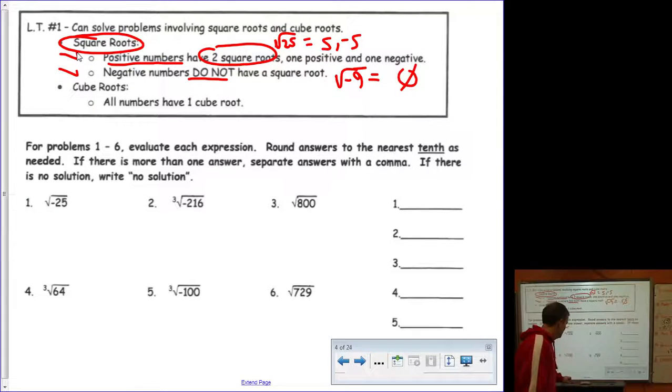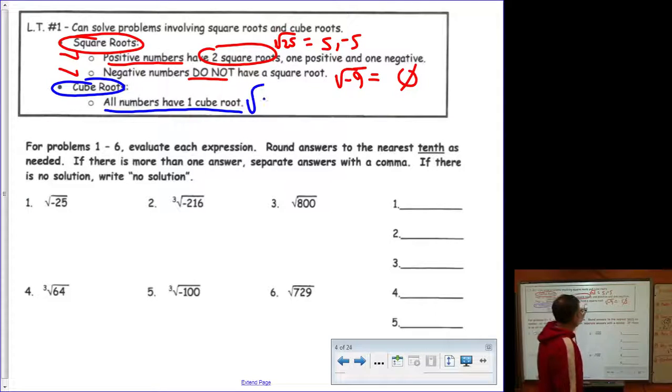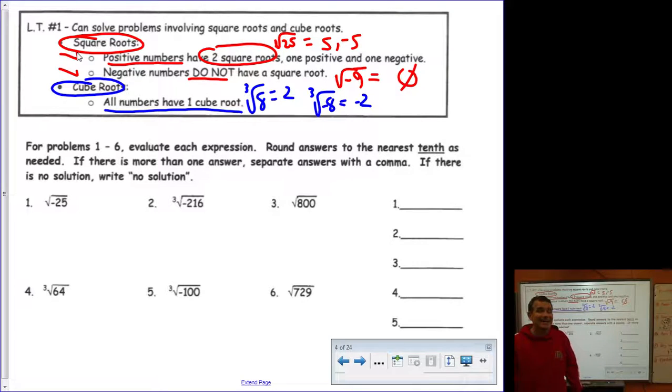When you go to cube roots, right, all numbers have 1 cube root. If the number is positive, the cube root is positive. If the number is negative, the cube root is negative. Again, the number of answers seems to be the number 1 reason people get this section wrong. Let me go through the problems, and I'm going to need my calculator probably.